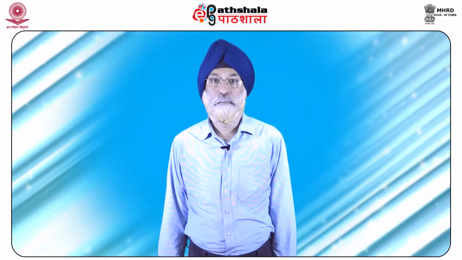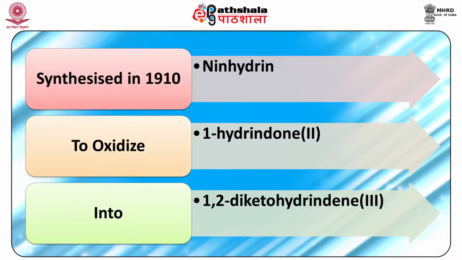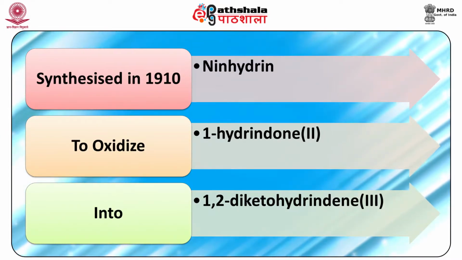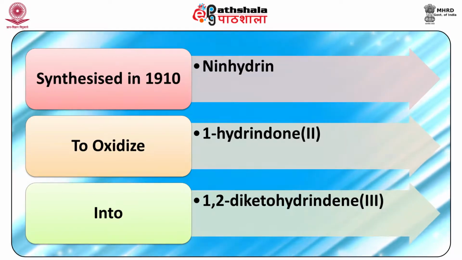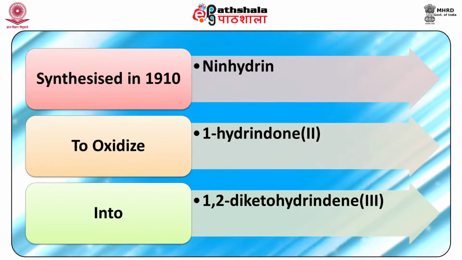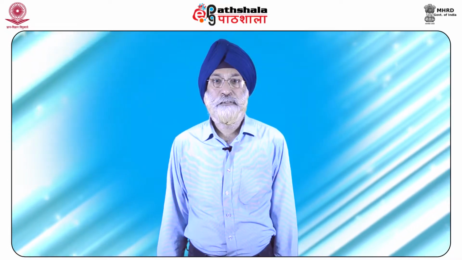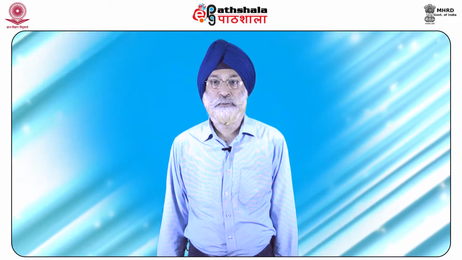We next take up the preparation and properties of Ninhydrin. Ninhydrin was first synthesized by Ruhemann in 1910 in an attempt to oxidize 1-hydrindone to 1,2-diketohydrindene. However, a di-substituted hydrindone was obtained, which was subsequently hydrolyzed to Ninhydrin. Ninhydrin crystallizes as pale yellow crystals from the ethanol solution.